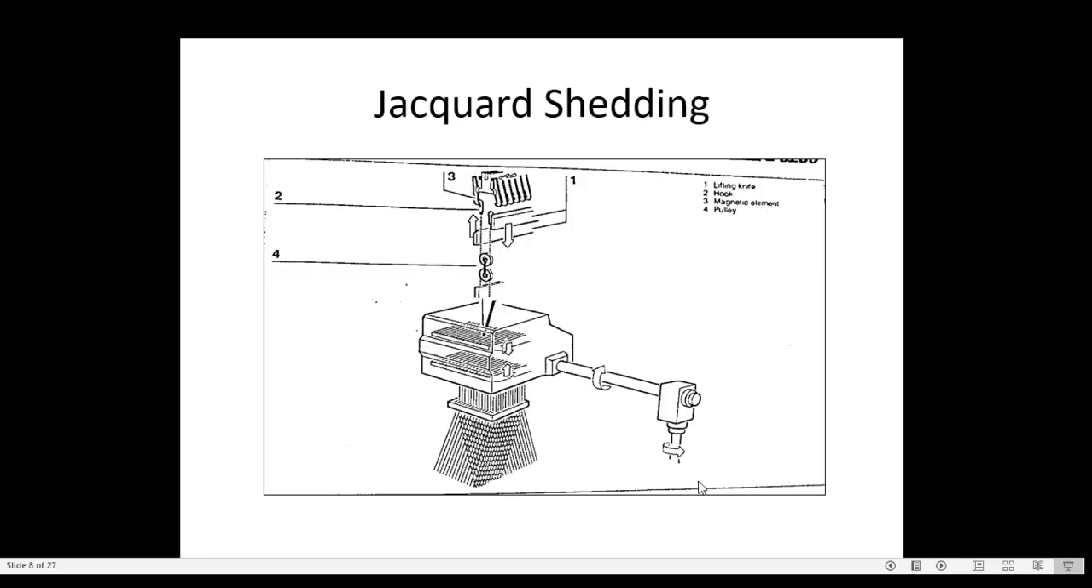Then from the main shaft again the drive has come by the connecting rod and it has gone to the knives. So only the knife drive is mechanical here. Rest of all the things are electronic. So this is electronic shedding. So here the Bonas company gives the electronic shedding devices at the top of the machine. This is high speed shedding.